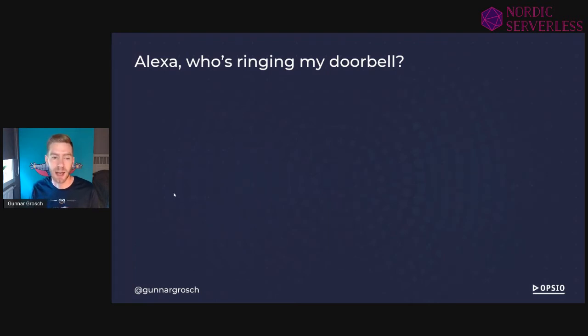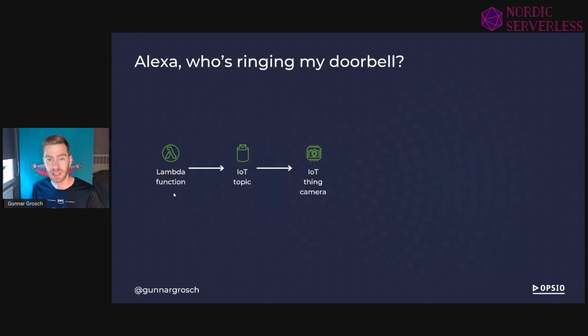More in detail, what we'll do is, first off, we're going to have a Lambda function that publishes a message to an IoT topic. That IoT topic in turn is then read by the IoT device, the ESP32. So when a new message is posted to the topic, the IoT device will get that message, and when it gets it, it will take a picture and in turn post that to a different IoT topic.